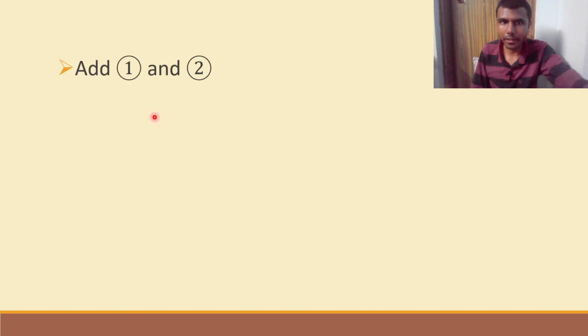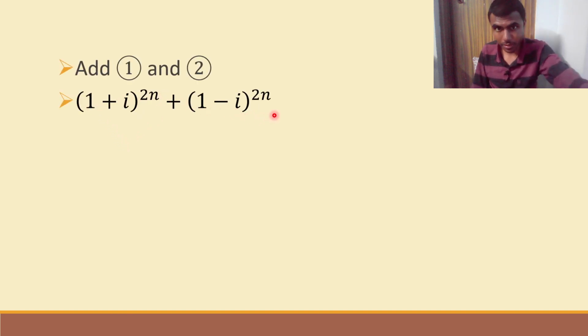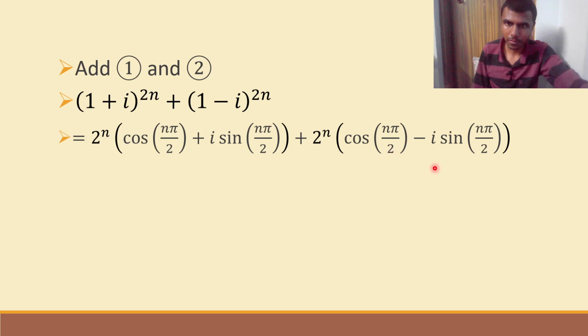Okay, now let's come back. So we have two equations, right? 1 plus i whole power 2n and 1 minus i whole power 2n. So just add them. So 1 plus i whole power 2n plus 1 minus i whole power 2n is nothing but this. Okay, just adding the two equations which we got.